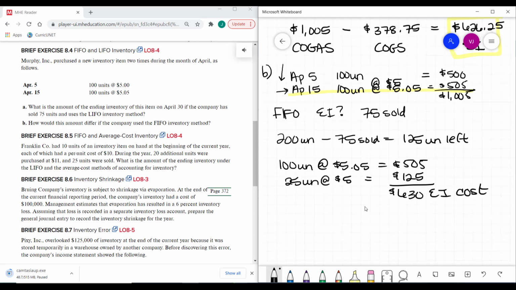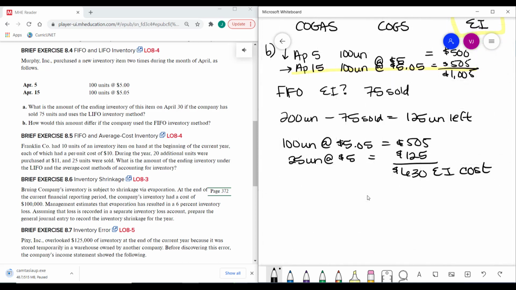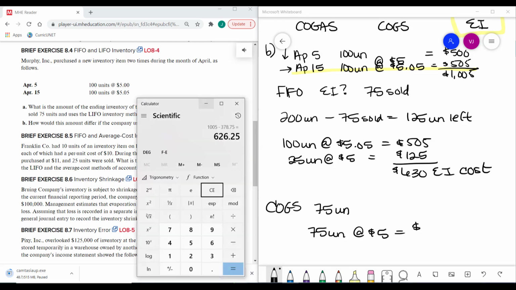Okay, but how else could I have figured that out if I like finding cost of goods sold usually first? All right, well, we sold 75 units. Under FIFO, we assume we sell the oldest stuff first, right? So we're going to assume those 75 units all came from the April 5th batch. So the 75 units we're assuming have a cost each of $5. So 75 times 5, that gives us $375 for our cost of goods sold.